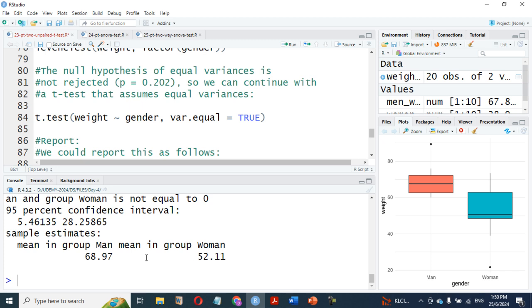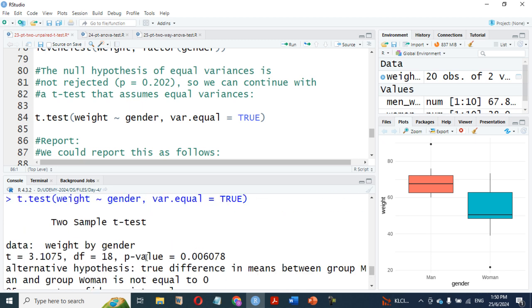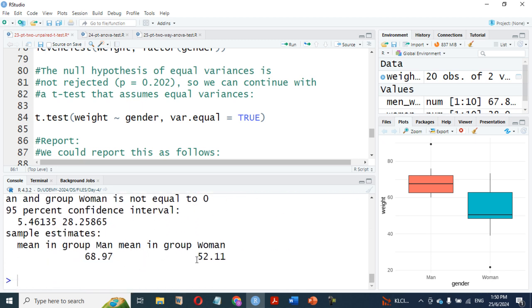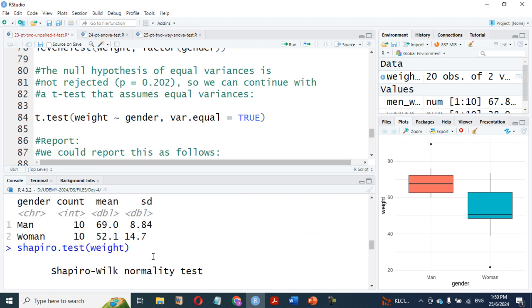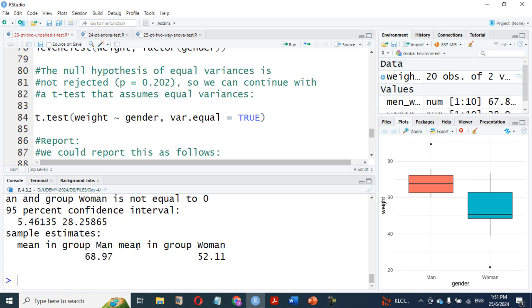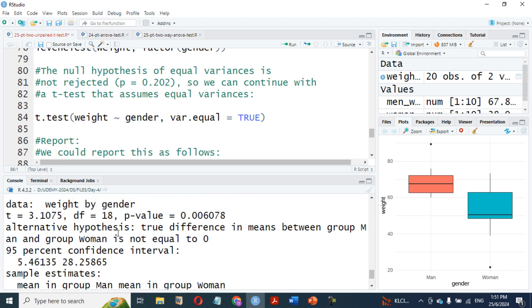Is that correct with what we got in our data? Let's check. 68.52. Let me see. I think we're wrong now. Okay, 68.52. That's correct. So not far from what we got. Okay, so now this is our test.